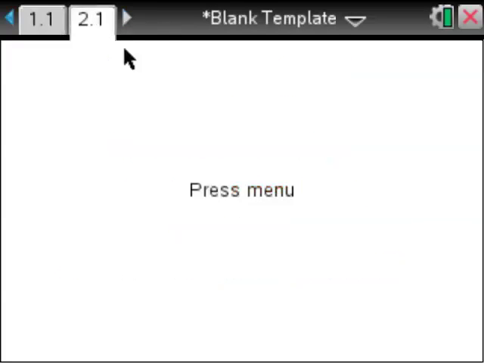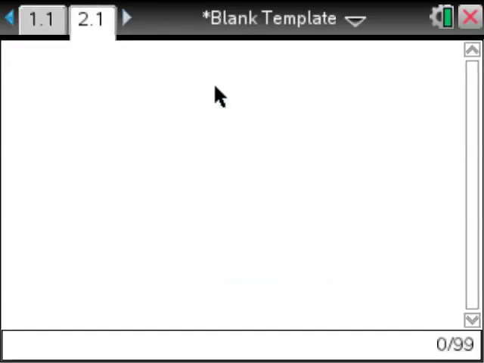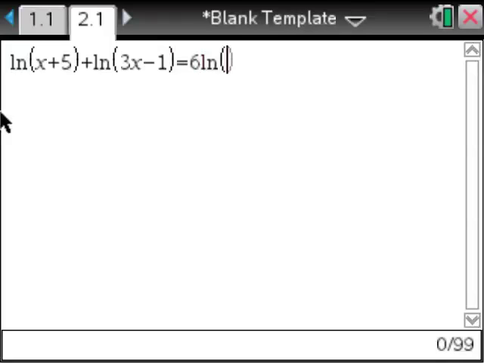Alright, question 6. It's wanting us to solve an equation, so we'll go to a calculator page and type in the equation as is given to us. To get the natural log, I press Control exponential on the keypad and type in x plus 5, close brackets, go to the keypad again, 3x subtract 1 equals, and I'll do 6 times the natural log of 2.